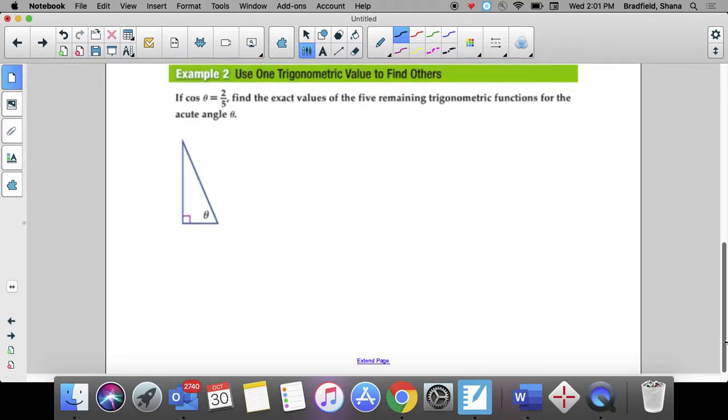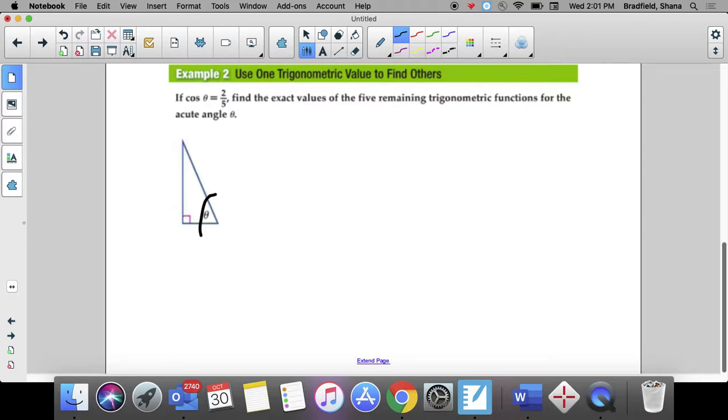In example 2, it says if cosine theta is equal to 2/5, find the exact value of the 5 remaining trig functions for the acute angle theta. In the previous problem, we knew all 3 sides of the triangle and were able to put together our 6 functions. In this case, we're going to use what we know to find all 3 sides and then complete our 6 trig functions.